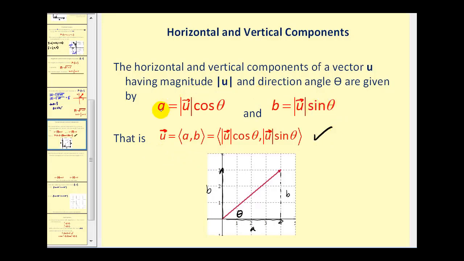And again, these formulas should make sense, should remind us of polar coordinates. We take the cosine of angle theta, that would be a over the magnitude of u. Solving it for a, we would have magnitude of u times cosine theta. And similarly, the sine of angle theta would be b divided by the magnitude of u. And then we could solve that for b to obtain this equation here.